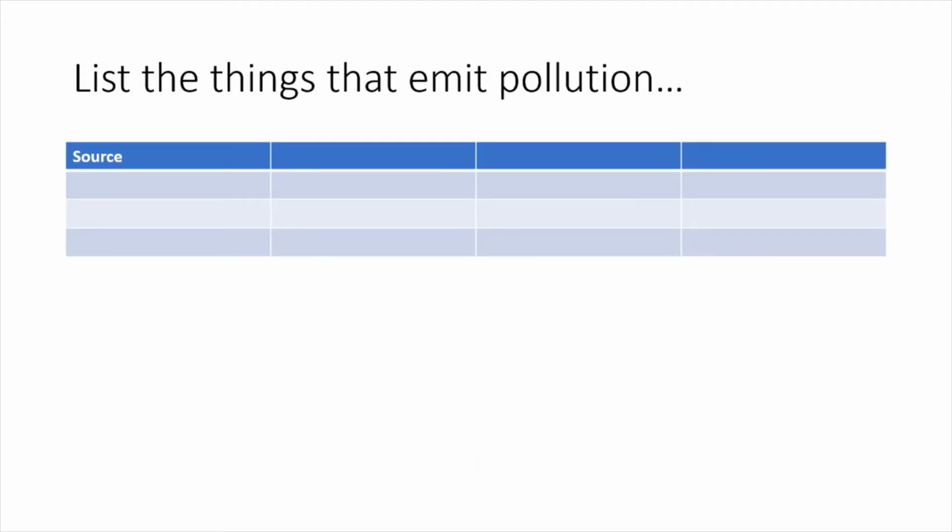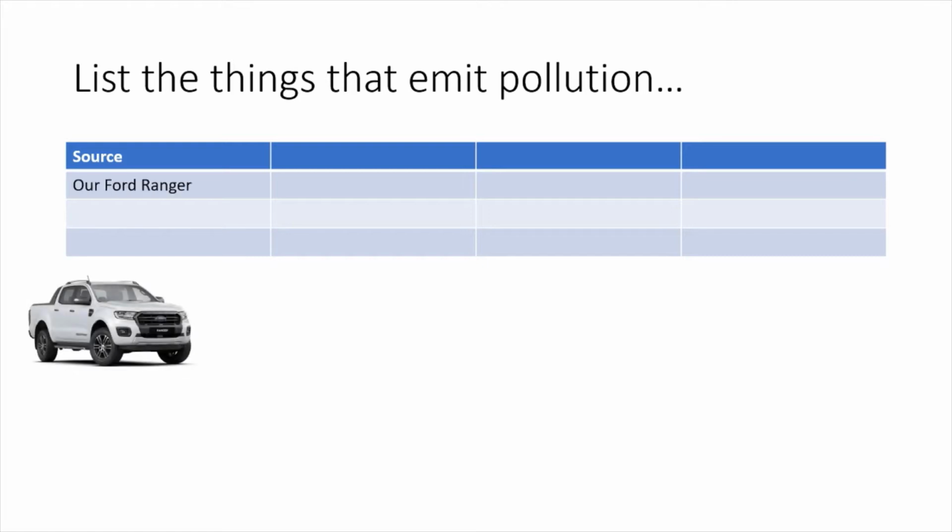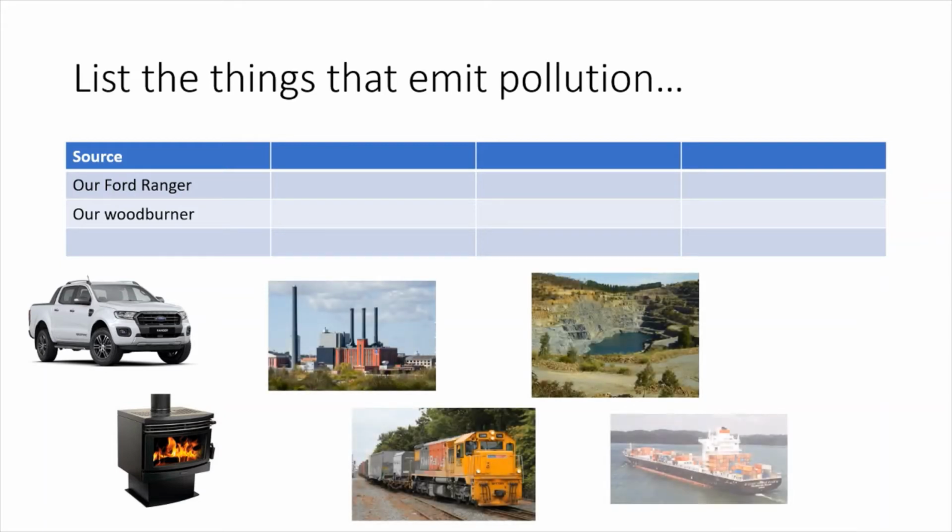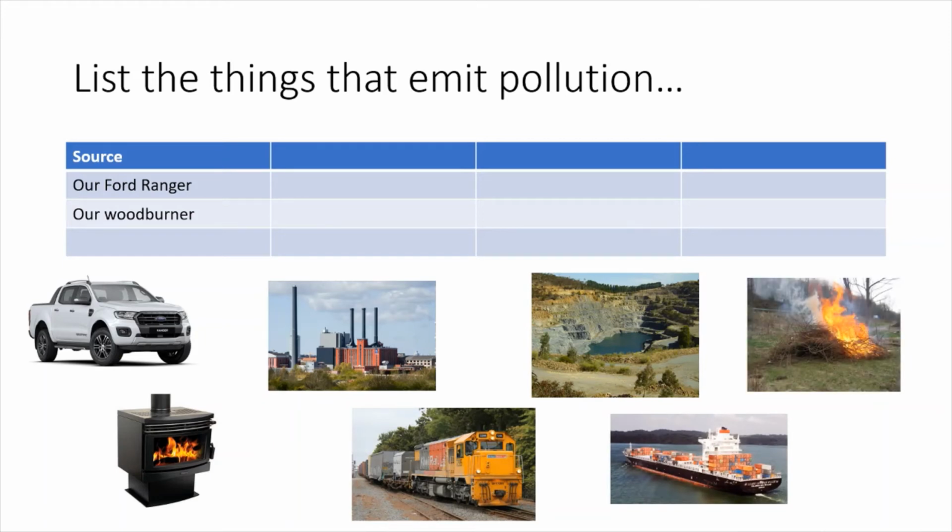Firstly, you need to list all of the things in your household that might emit pollution into the outdoor air. For most homes in New Zealand, that will include at least one car and maybe a wood-burning fire. For some homes, it could also include a gas oven or hob, maybe a truck or a motorbike. For whole town inventories, there might also be factories, ships, quarries, trains, orchards, farms, and other sources.